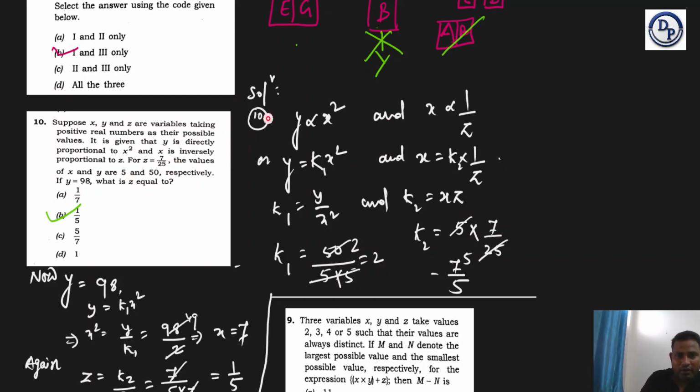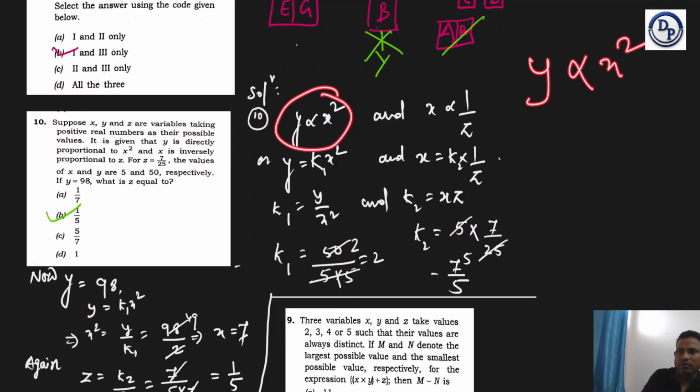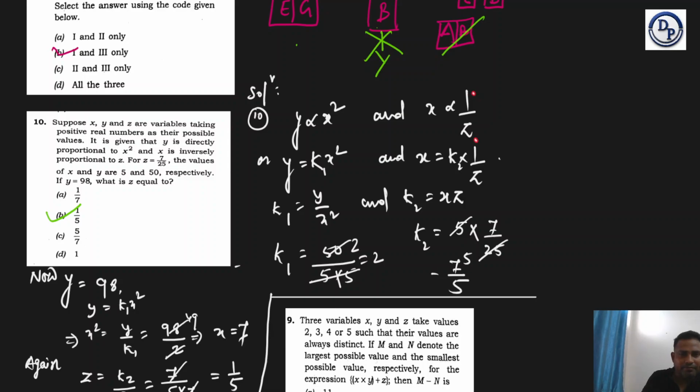Now it is given that Y is directly proportional to X square. In junior classes, or in class 12, we have studied what directly proportional means: if the value of Y increases, the value of X also increases. Inversely proportional here means X is proportional to 1 by Z. When we remove the proportionality sign, we have to mention a constant of proportionality. So k1 is y by x square, and k2 is x into z.